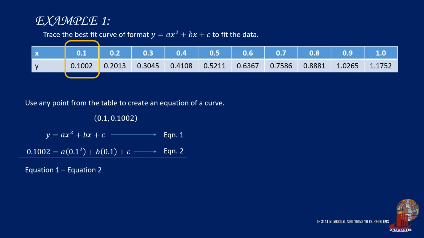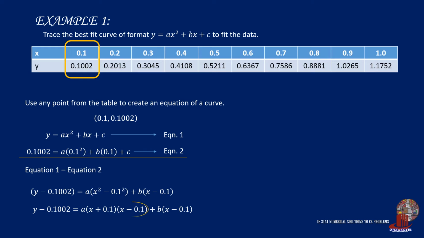Subtract this equation from the former equation and we arrive at y less 0.1002 is equal to a times the quantity x squared minus 0.1 squared plus b times the quantity x minus 0.1. The coefficient of a, which is x squared minus 0.1 squared, is also the difference of two squares, and we can expand this as x plus 0.1 times x minus 0.1.